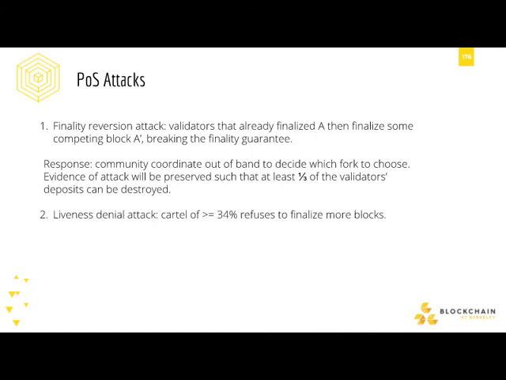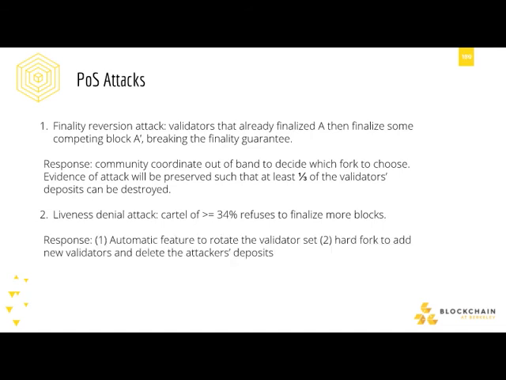And then for the second kind of attack, which is the liveness denial attack, it's if you have a cartel that's more than about a third, and they can effectively stop the finalization process. There are two ways of getting around this. One is to have an automatic feature to rotate the validator set, which means that even if you have a cartel, next period or next epoch, they can't do anything about it.